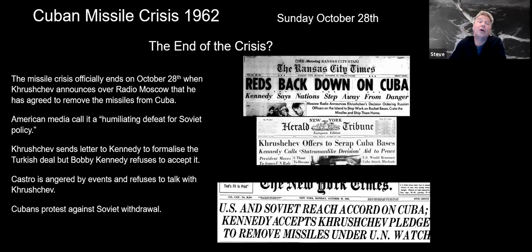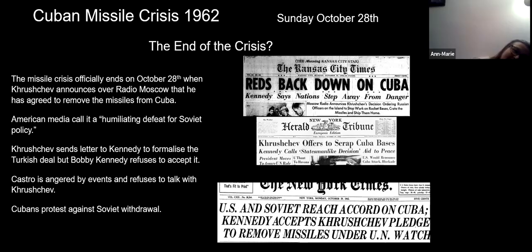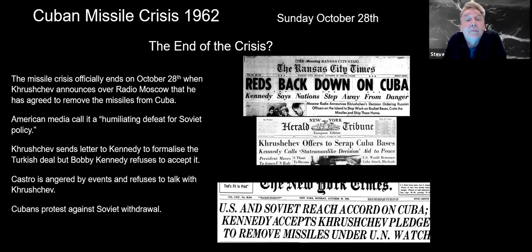So then the next day, Khrushchev goes on radio and announces that he has agreed to remove the missiles from Cuba. So the American media call it a humiliating defeat for the Soviets. Khrushchev sends a letter to Kennedy to formalize the Turkish deal, but Bobby Kennedy refuses to even accept it because he doesn't want anything down on paper about this Turkish deal. Castro, on the other hand, is angered by the whole thing because he's been left out of all these negotiations. Nobody actually consulted the Cubans on any of this, and he refuses to talk to Khrushchev when Khrushchev tries to get in touch to explain. And then there's mass protests in Cuba against the Soviet withdrawal.